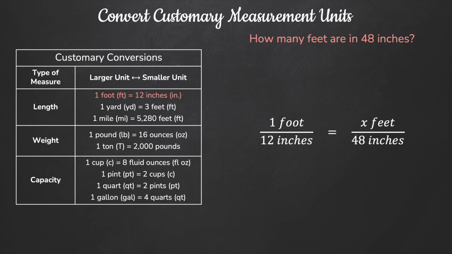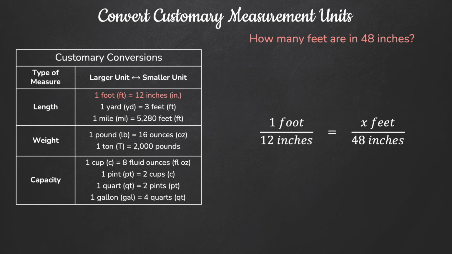Now, we know that there are 48 inches, so we're going to write 48 inches on the bottom because we want the feet next to each other on the top, so that the feet are both our numerators, and then we want our inches as both our denominators just so that they stay next to each other. So we don't know how many feet are in 48 inches, and that's why we put an X there, and that's what we're solving for.